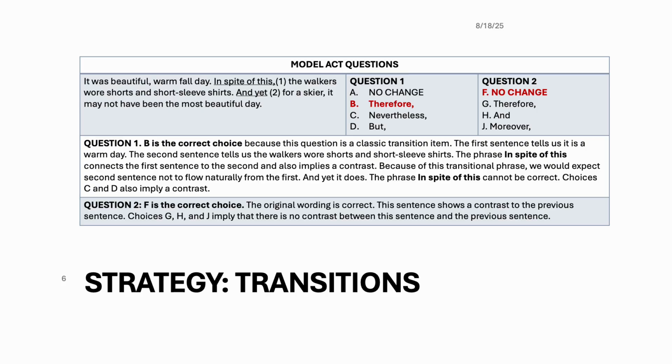Question 2, the best answer is F. The original wording is correct. This sentence shows a contrast to the previous sentence. Choices G, H, and J imply that there is no contrast between this sentence and the previous sentence.